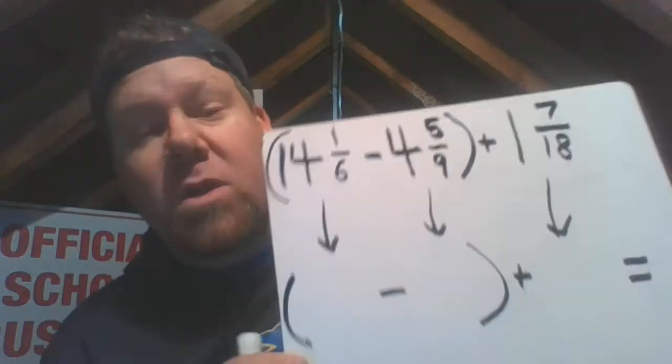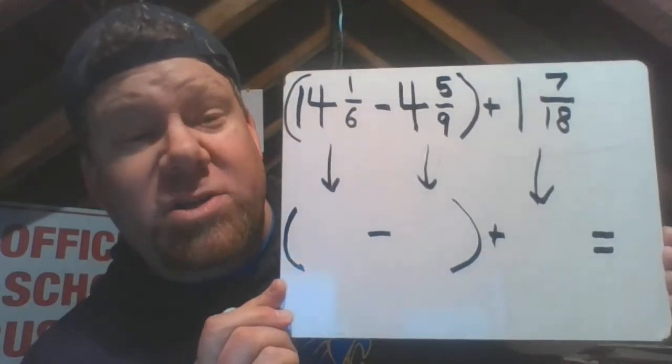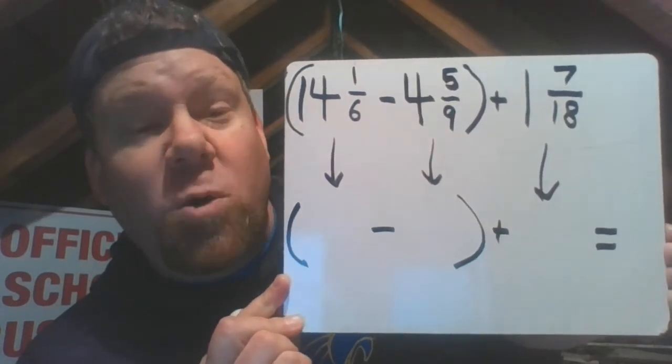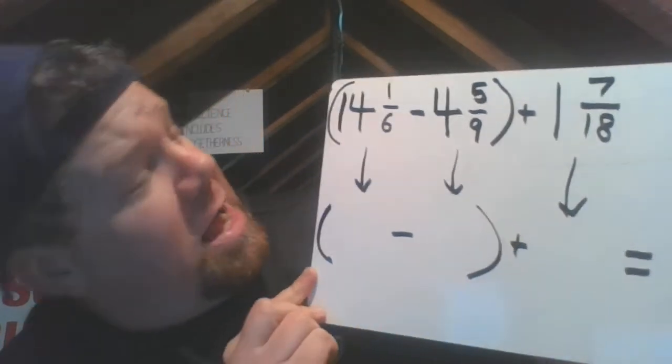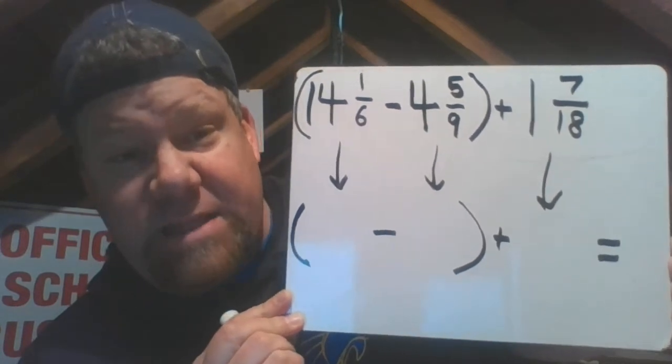All right. So I'm going to show you one example today of a problem that's similar to what you'll be working on, and then I will let you proceed to your assignment, all right? So here we have some parentheses, which indicate some order of operations going on, as well as three mixed fractions. We have 14 and 1/6 minus 4 and 5/9 plus 1 and 7/18.